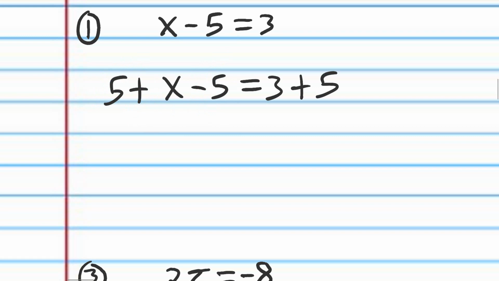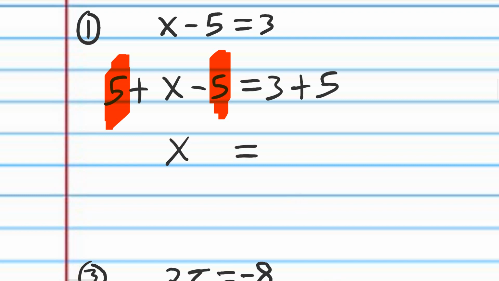Alright, so because I'm adding the 5, these 5s are then going to cancel out. I'll just do a highlighter instead of crossing them out. Usually you can cross them out. So those go away and you're left with x equals, and then we just have to perform this operation. 3 plus 5 is 8, and therefore x equals 8.